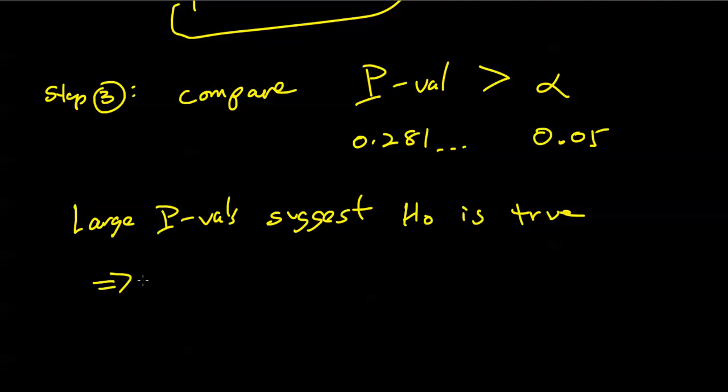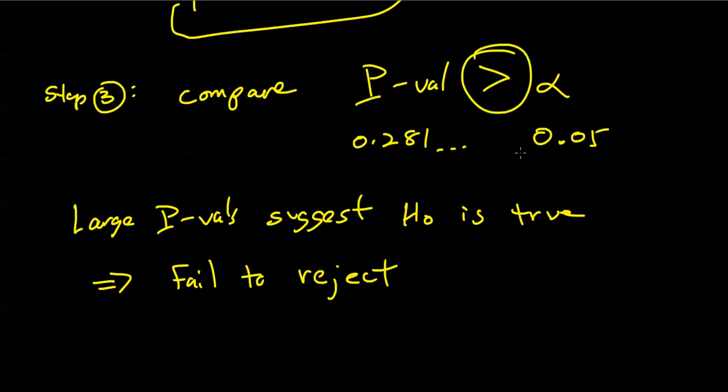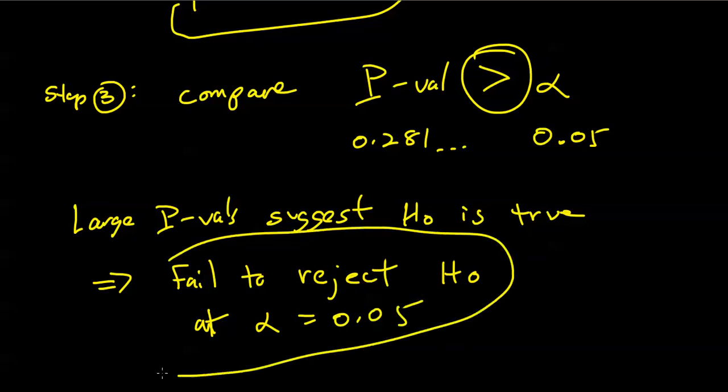In other words, we will fail to reject because our p-value is larger than our alpha level. Okay? Fail to reject H0, and probably a good idea to put your level of significance, because a change in your level of significance might change your conclusion. All right, so there's my conclusion for that hypothesis test. Fail to reject H0 at alpha equals 0.05.